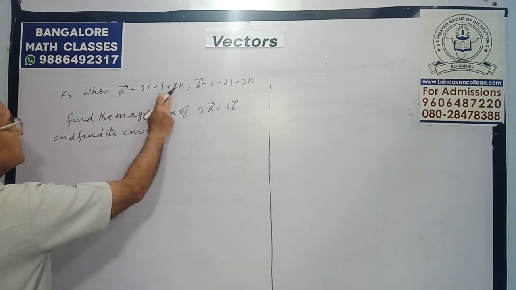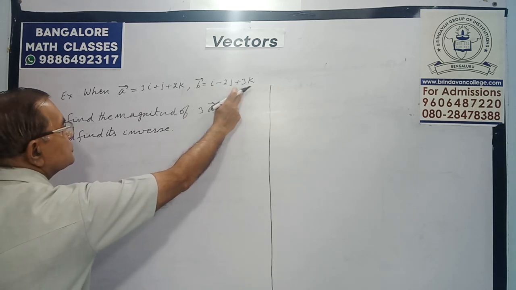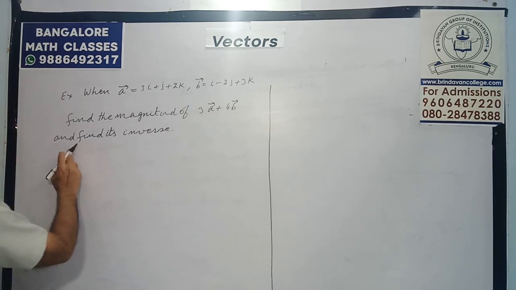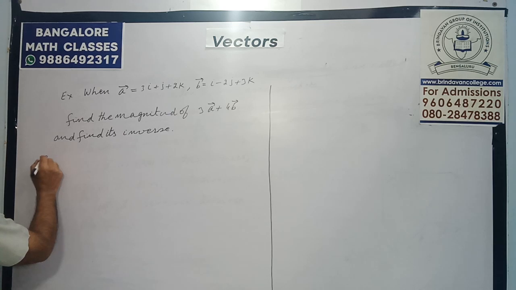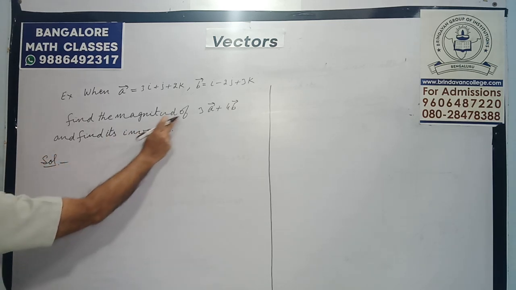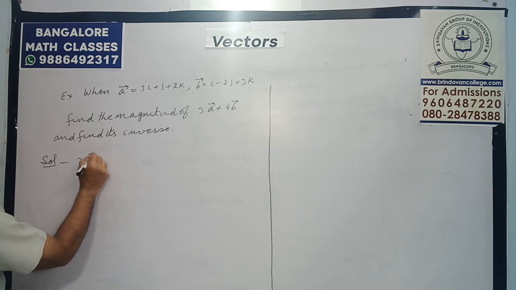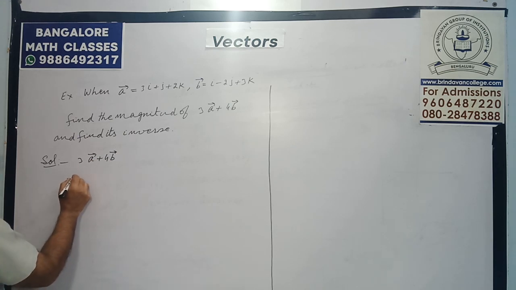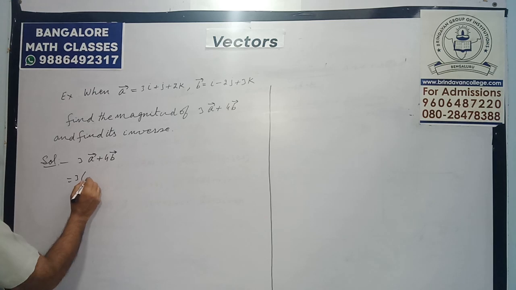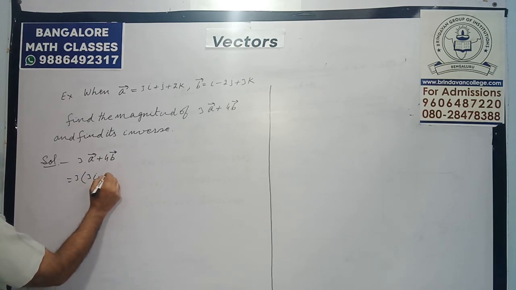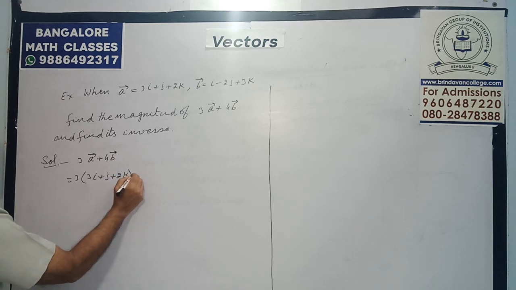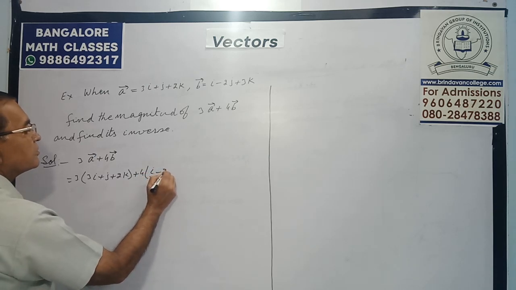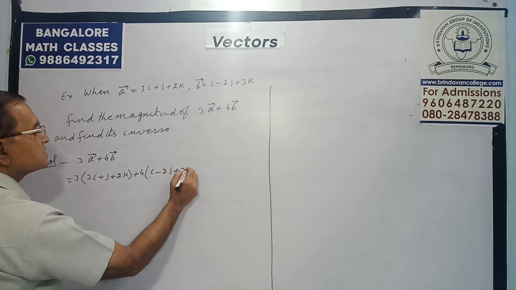When A is 3i plus j plus 2k, B is i minus 2j plus 3k, find the magnitude of 3A plus 4B. So we want to find the magnitude of 3A plus 4B. Put here 3 times the value of A, that is 3i plus j plus 2k, plus 4 times B, i minus 2j plus 3k.